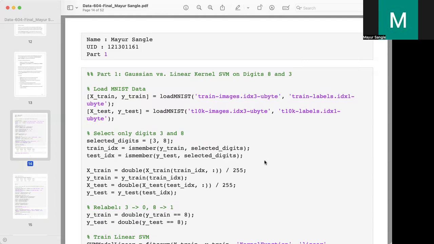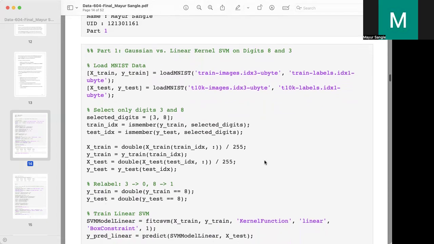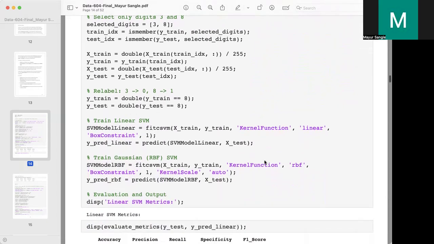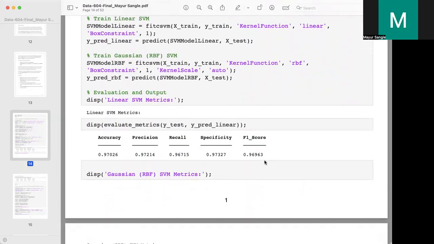For part 1 of my project, I explored different machine learning techniques using the MNIST dataset. I started with linear and Gaussian kernel SVMs for classifying digits 3 and 8. The results showed that Gaussian SVM performed significantly better, with accuracy jumping from 97% to nearly 99.4%.